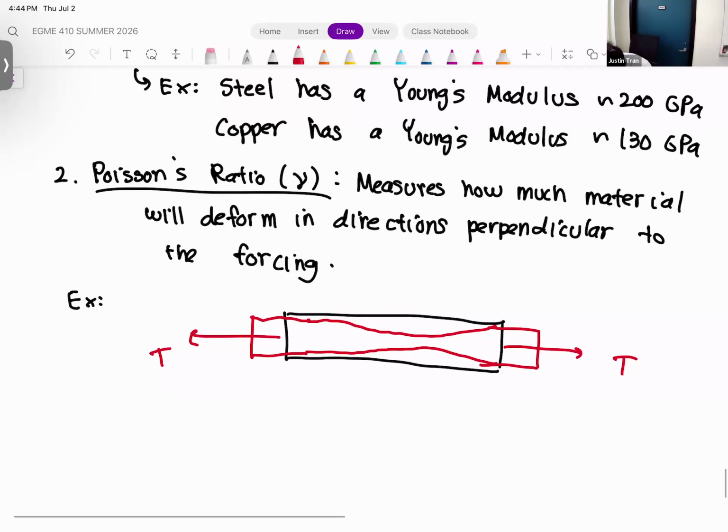So this phenomenon, essentially we're causing a neck. That neck is essentially a deformation that's perpendicular to our main deformation mode, which is longitudinal in this case. How much a material is likely to do this, and the degree to which it does this, is governed by the Poisson's ratio.